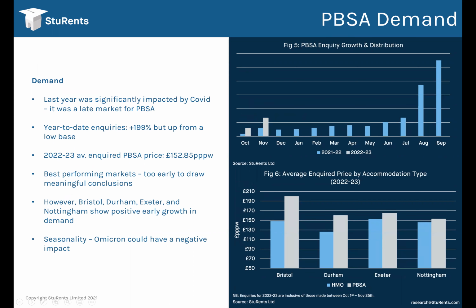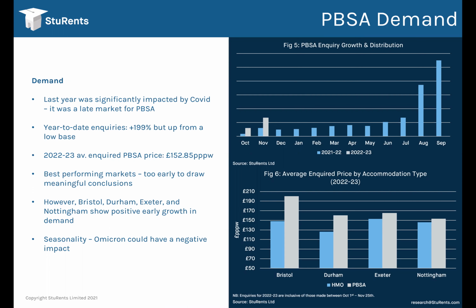Moving on to PBSA, and this really tells the story of the last 18 months with regards to the differences between HMOs and PBSA. So figure 5, which is something we've touched on before in previous sessions, is how COVID really impacted the seasonality of the PBSA sector last year. So we can see from figure 5, if we look at the blue bars, the market was very, very late. So operators of PBSA had a very nail-biting wait.